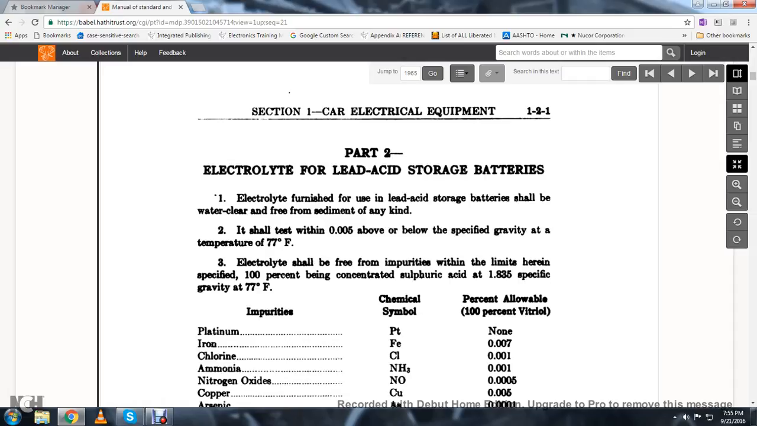Electrolyte, lead acid storage batteries, Part 2, Section 1, Car electrical equipment.